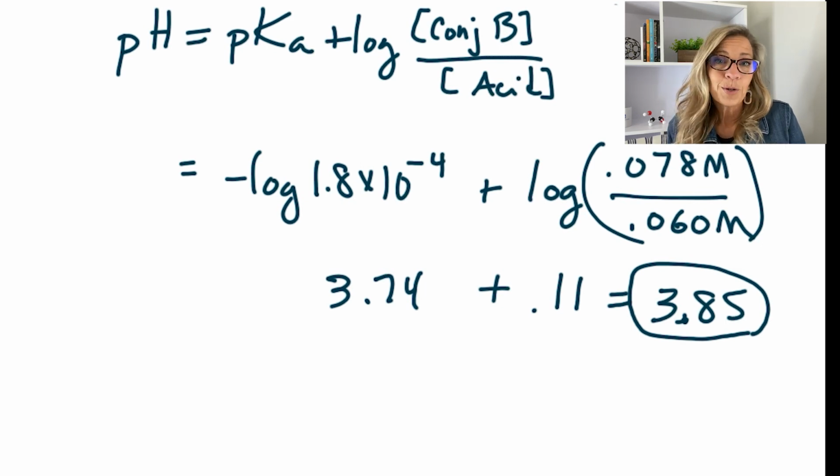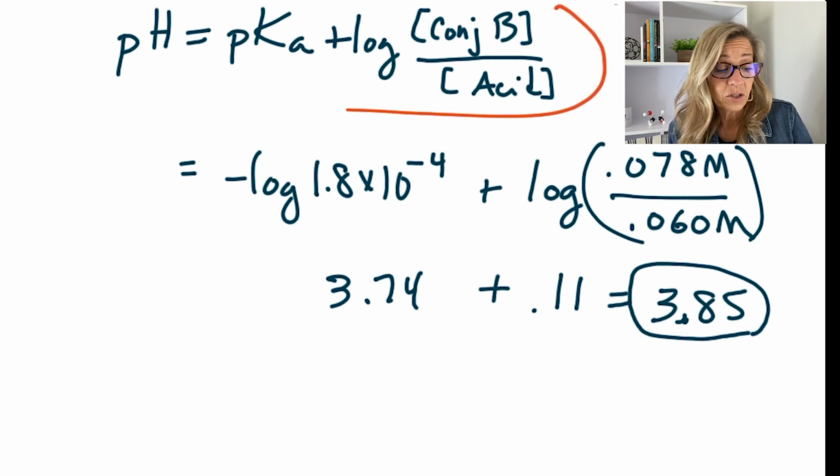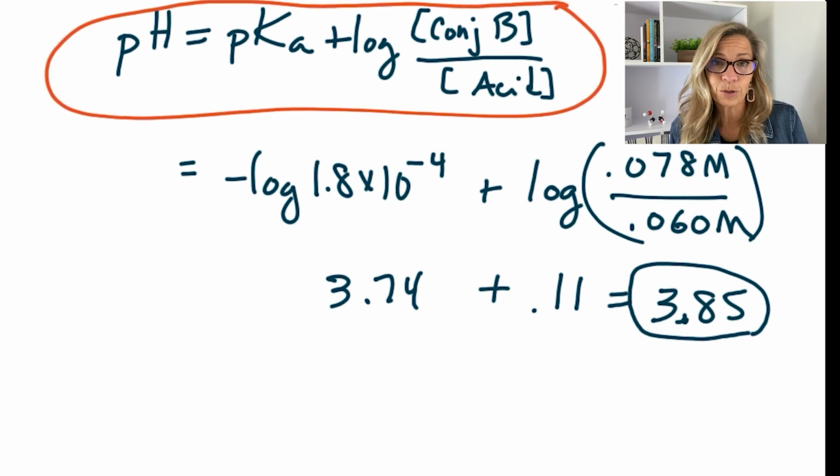Now, you could be given the pH of the buffer solution and then use this equation to go backwards and find the concentration of the acid or conjugate base, or maybe even the Ka. So I'm just going to throw that out there. You might see problems like that in your class. I hope this helps. Don't be afraid of buffers. You can do this. Just remember to use this equation.